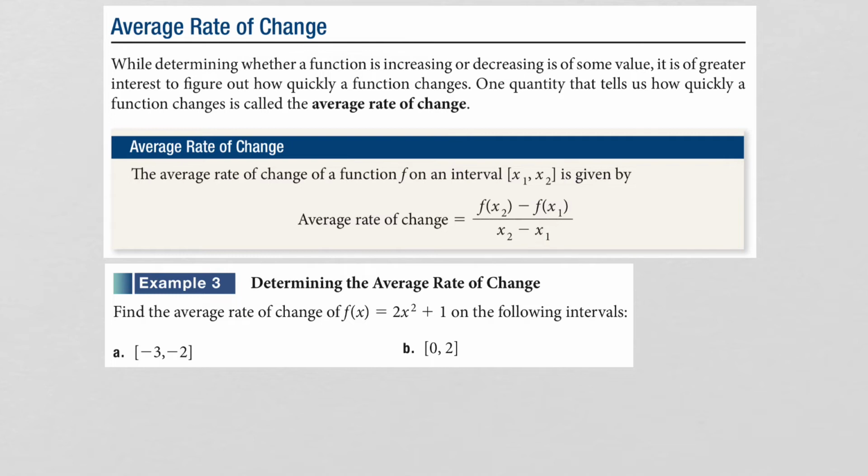Now, this should really look familiar to you. If you think of f of x2 as being y2 and f of x1 as being y1, and you make that substitution, this should remind you of the slope of a line. And that is indeed the formula for the slope of a line. However, this average rate of change can be applied to any function, not just lines. So let's go ahead and do an example here.